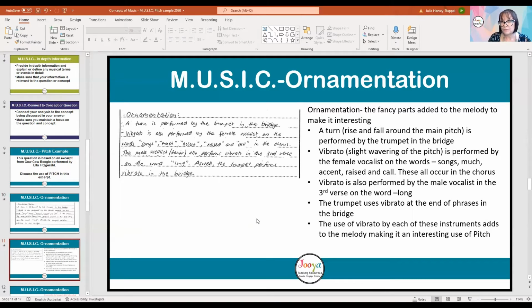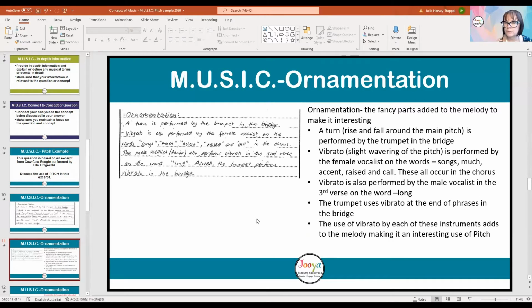So ornamentation, the fancy bits added to the melody, make it interesting. So simply saying what ornamentation is, that's the main idea, and then just add a little bit of a definition. Then the points here are all about that sample and in-depth information. So a turn, a rise and fall around the main pitch, is performed by the trumpet in the bridge. Vibrato, in brackets, slight wavering of the pitch, is performed by the female vocalist on the words songs, much, accent, raised, and call. These all occur in the chorus.